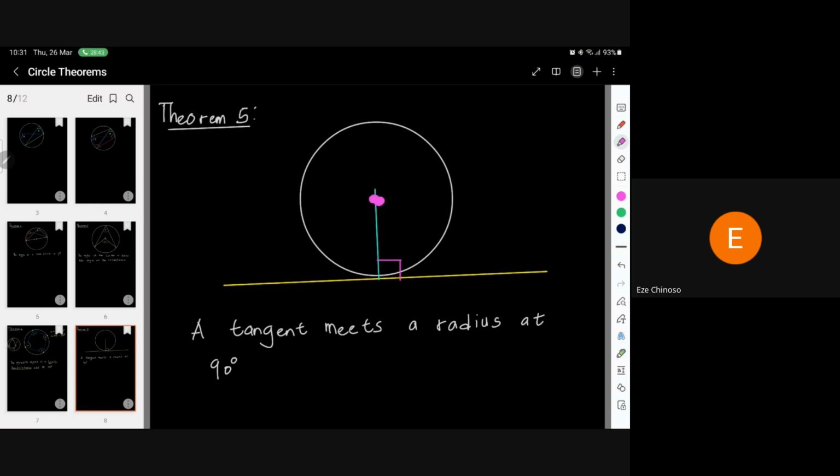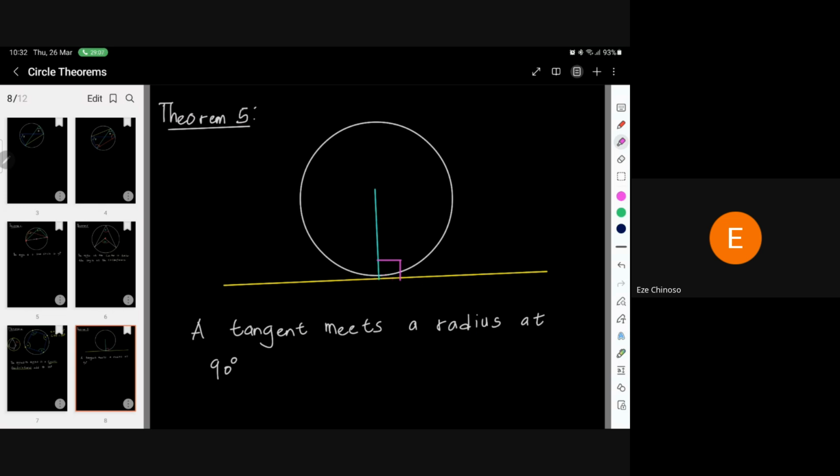And then there's another line, the radius. There's a radius running down to that point where the line kisses the circle. Bam. Are you seeing it now? So that said, we say that a tangent will meet a radius at 90 degrees. So there are 2 conditions. There should be a tangent to the circle, and there should be a radius, a line running from the center of the circle down to the tangent.